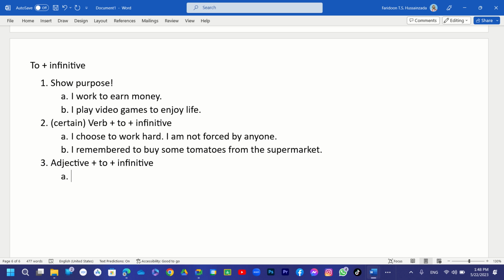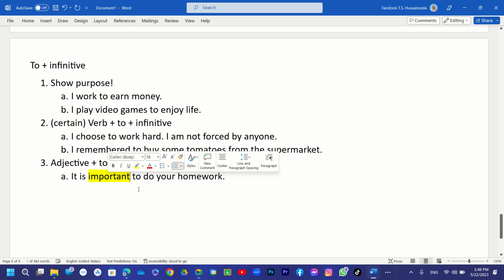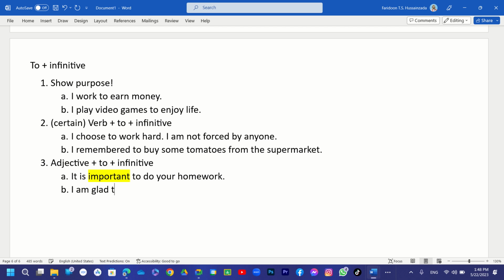You might have heard from your teachers, they say, guys, it is important to do your homework. Yeah, it is important to do your homework. Important is the adjective here, and we have to plus do, which is to plus infinitive. You can add many, many more. Like, I am glad to hear that. See, I'm glad to hear that. Glad is an adjective. To hear is to plus infinitive.